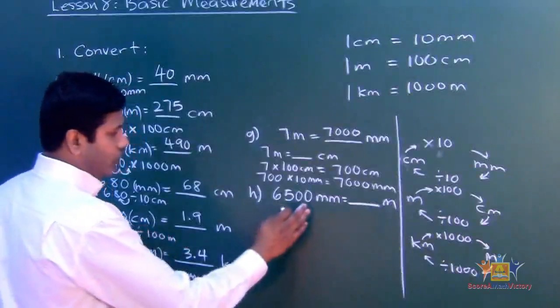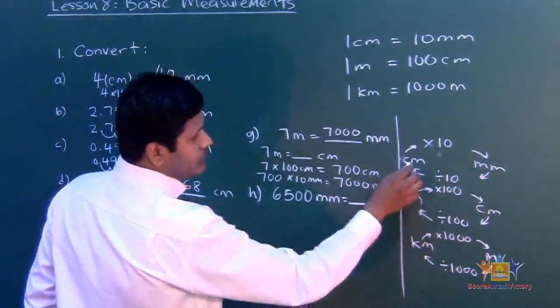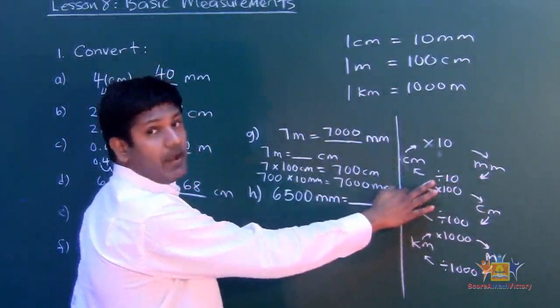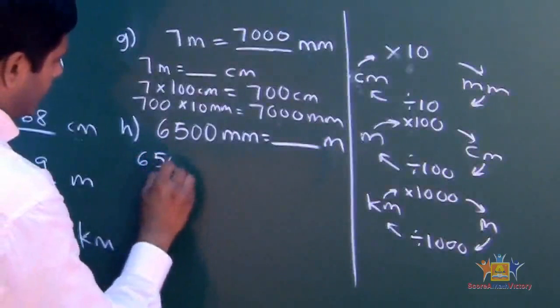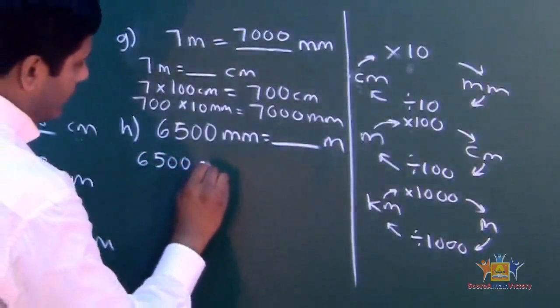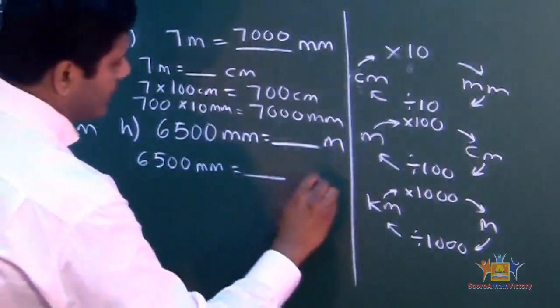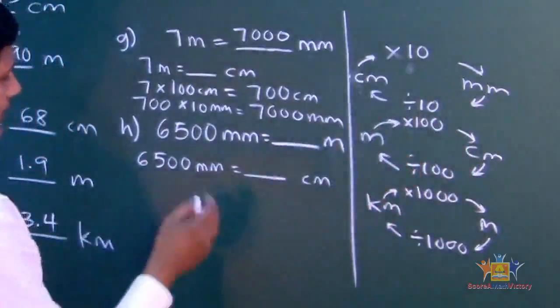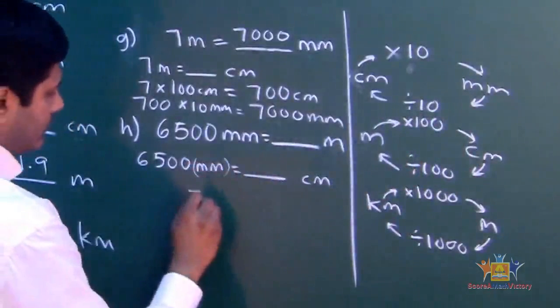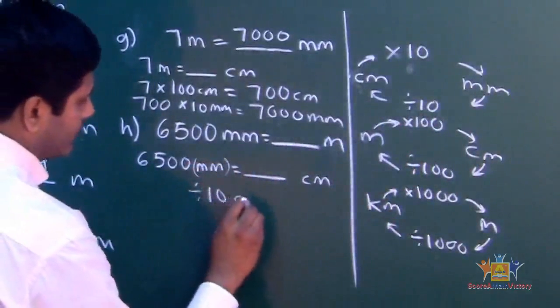Alright, let's do that. So we're going to go from millimeters to centimeters. What do we do? Divide that by 10. So first step, we go millimeters to centimeters. Alright, so we're going to divide this by 10. That gives me centimeters.